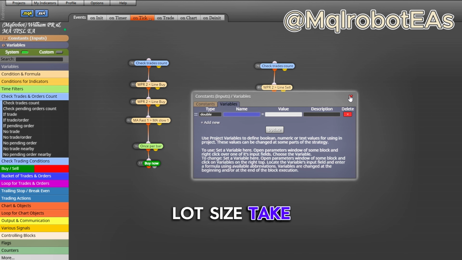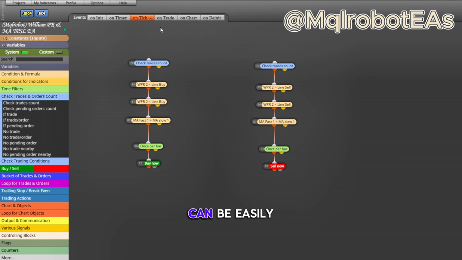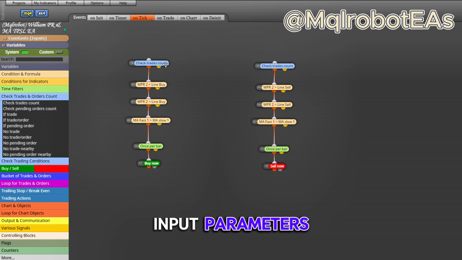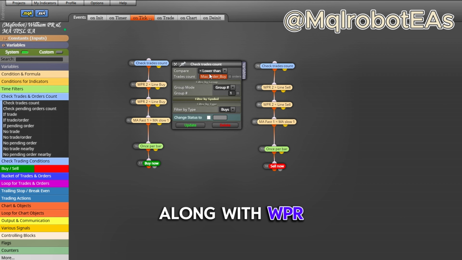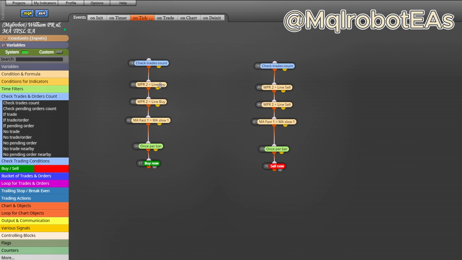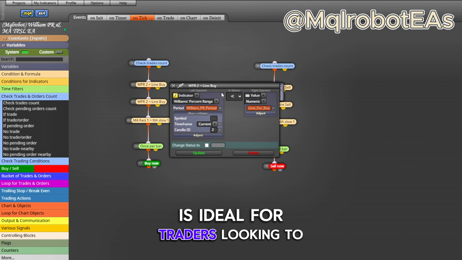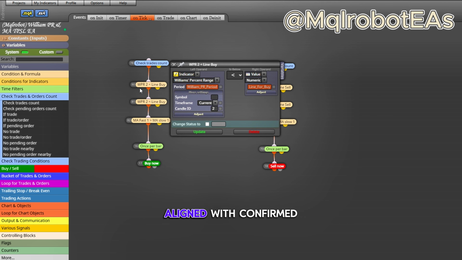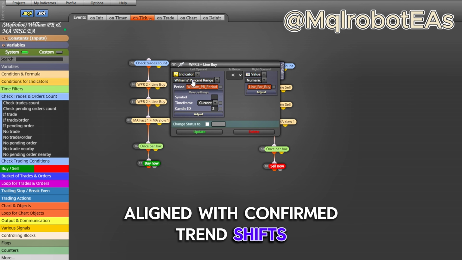Lot size, take profit, and stop loss can be easily adjusted through the input parameters, along with WPR and MA settings like period, method, and price type. This EA is ideal for traders looking to capture early momentum aligned with confirmed trend shifts.